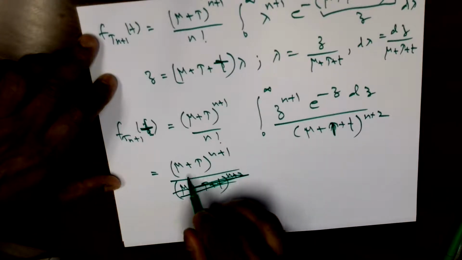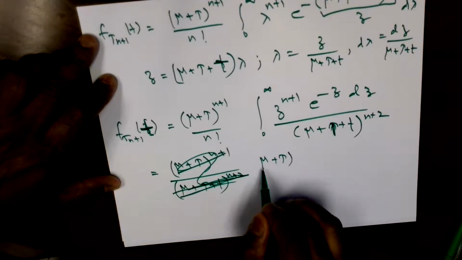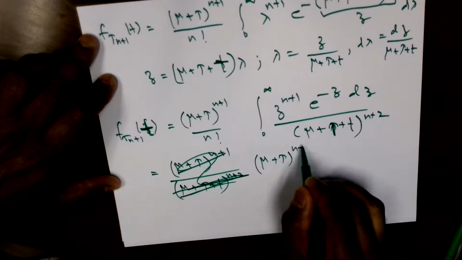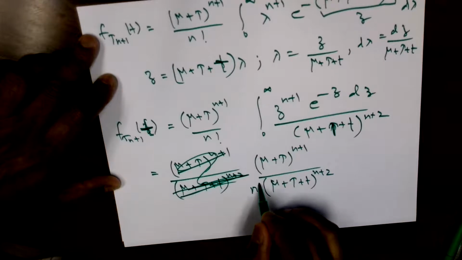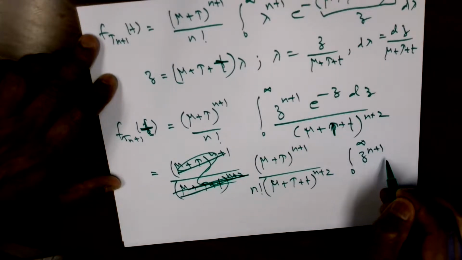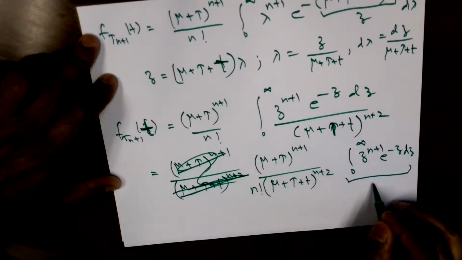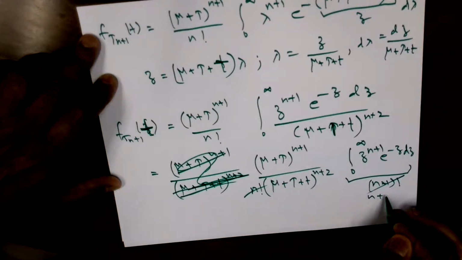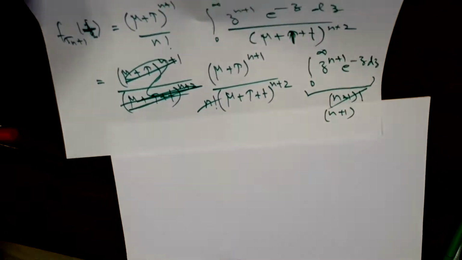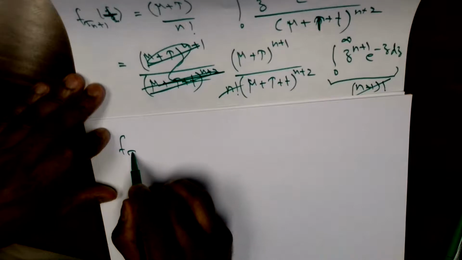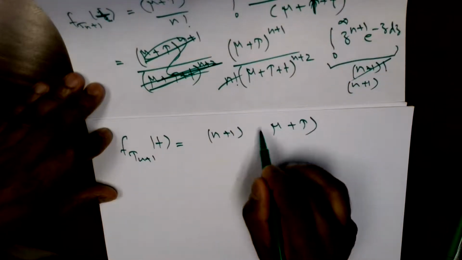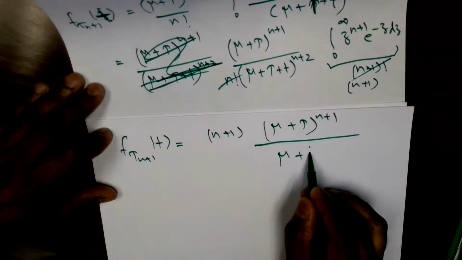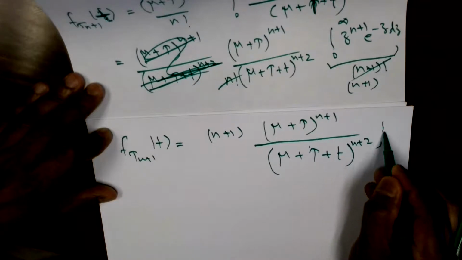So mu plus tau to the power n plus 1 over mu plus tau plus t to the power n plus 2, and then there is an n factorial in the denominator, integral 0 to infinity z to the n plus 1 e raised to minus z dz. As before, this is n plus 1 factorial, and that cancels with n factorial, just giving n plus 1. Let me rewrite that. So that gives f tau n plus 1 of t to be n plus 1 times mu plus tau to the power n plus 1 divided by mu plus tau plus t to the power n plus 2, for t positive.